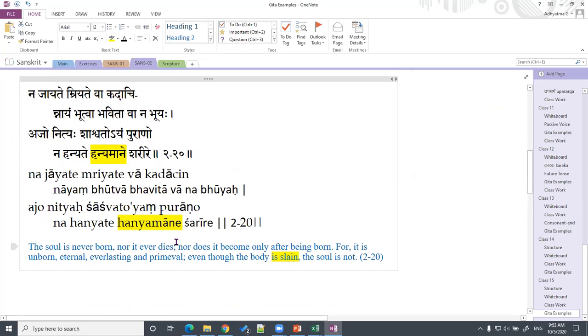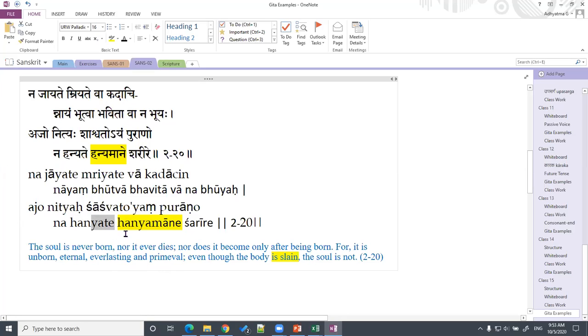Hanyamane sharire. So hanyate, that is again a passive verb form, present passive. Hanyate, like han is the root, hanyate. So this gives you a clue. Yate in the end, not always, but it gives you a clue that it could be a passive verb form. We have already discussed that in class 11. You can revisit the notes of class 11 to understand a bit more about passive sentences.